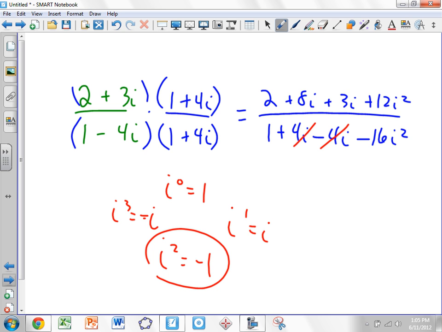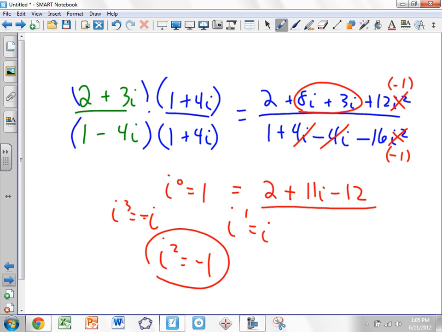Since i squared is negative 1, I can replace this with a negative 1, and replace this with a negative 1. So the top becomes 2 plus 11i in the middle, combining these two, and this is going to be minus 12 now. Why is it minus 12? Because it's a plus, and we have the negative and the positive 12 there. On the bottom, we're going to end up with just this 1, and this is going to be a minus, which is a positive 16.